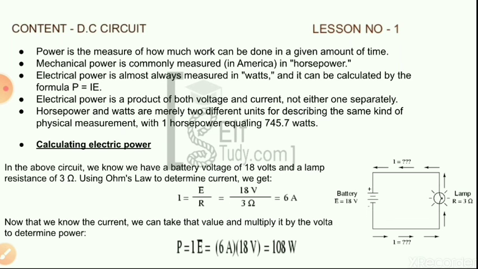So here we can find the relating terms, that is 1 horsepower equaling 745.7 watts. This is the relation between two different types of power, mechanical power and electrical power: 1 horsepower equal to 745.7 watts. You have to remember this.